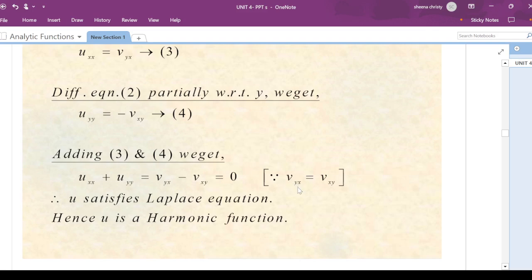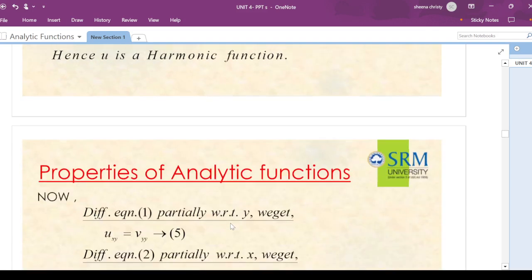We know that vyx is the same as vxy. Therefore, the right hand side is equal to 0. So, u is satisfying the Laplace equation. Hence, u is a harmonic function.